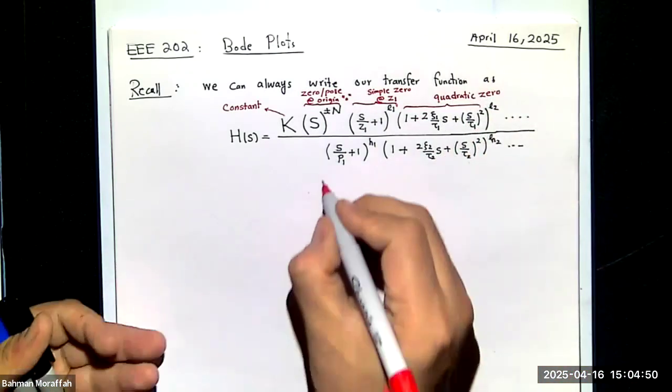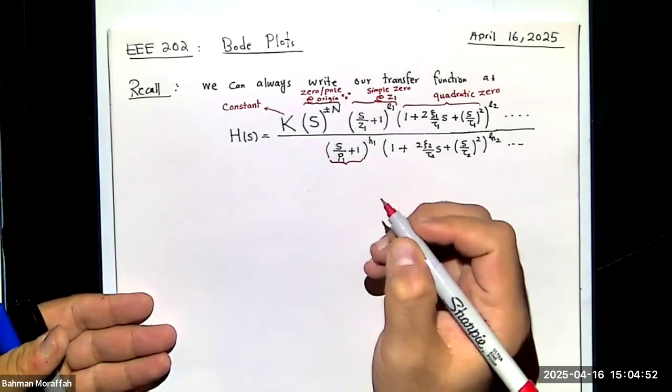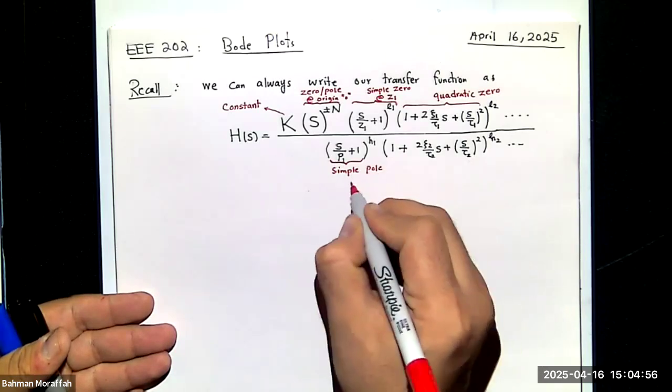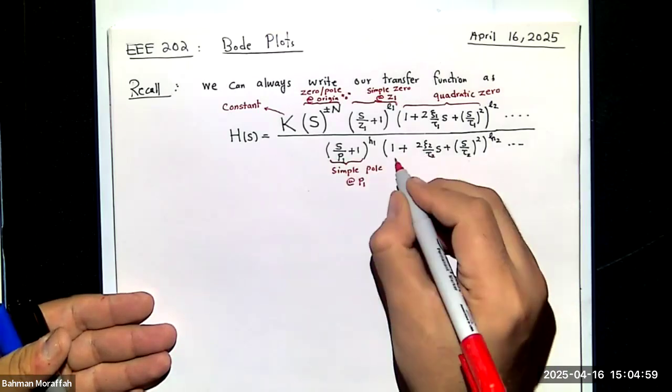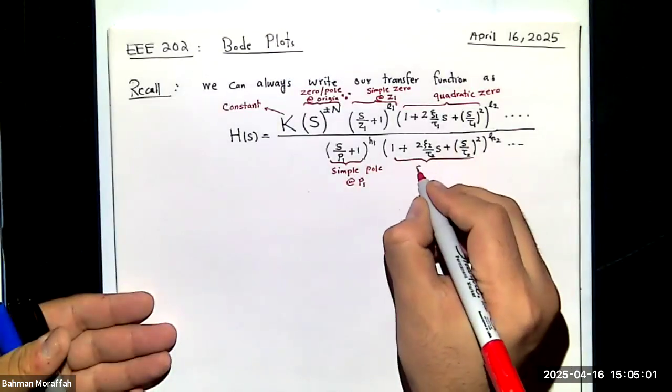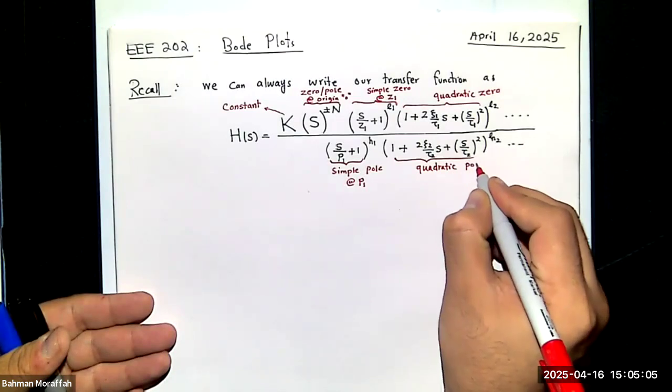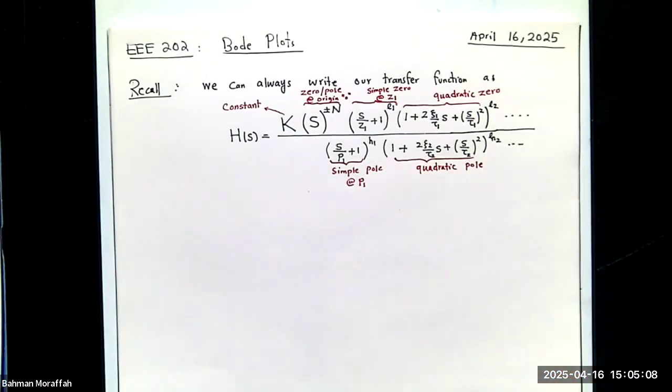Right? I can say the same thing about this term over here. That tells me I have a simple pole at p1, and this term over here tells me I have a quadratic pole. Right? So the main advantage of this is that by looking at this transfer function, I can immediately say, these are my zeros, these are my poles, and what type of zeros and poles I have.